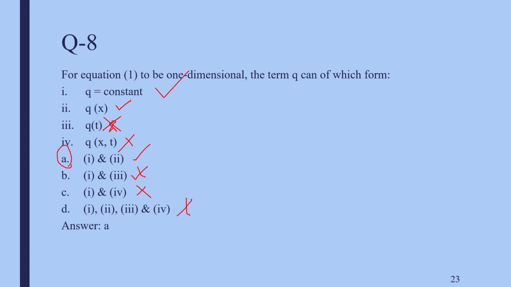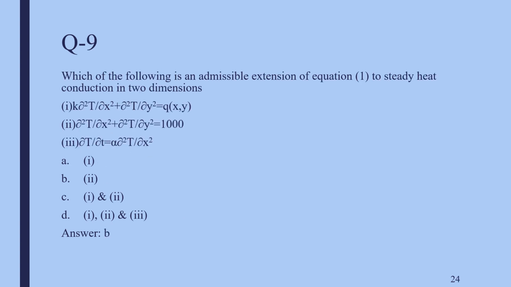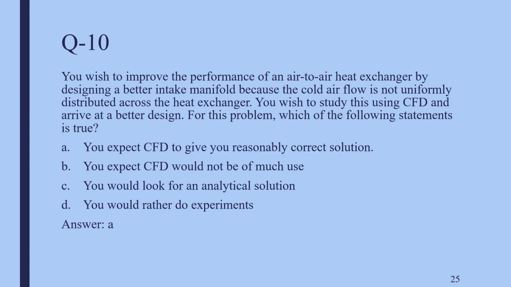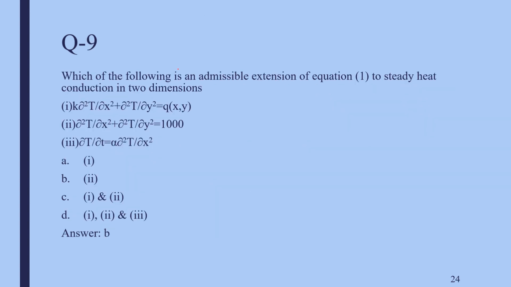Now we'll go to question 9. In question 9, it is given: which of the following is an admissible extension of equation 1 to steady heat conduction in 2 dimensions. So what is the equation 1? Q is equal to K d square T by dx square.